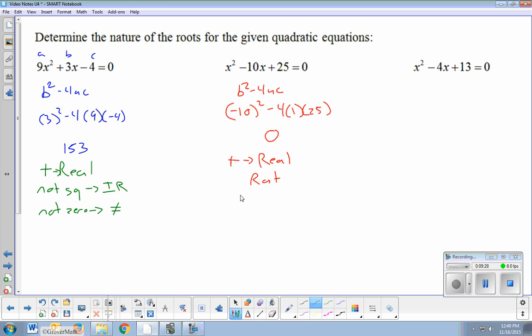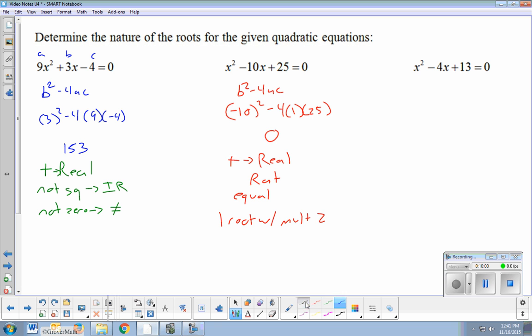The key here is that the roots are equal. And what that really means is because, again, if I have my 10 plus or minus rad this over 2, this plus or minus rad 0 is not going to do anything. So when our discriminant is 0, we get one root with multiplicity 2. One single root with multiplicity 2, and that's going to be when it bounces on the x-axis.